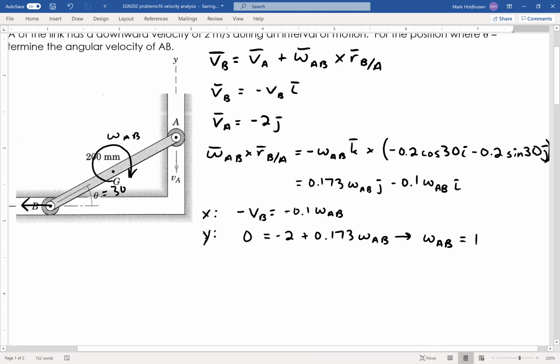From this equation right here, the y equation, I can solve that omega AB equals 11.5 radians per second. And again, I get a positive answer because I made the assumption that it's going in the negative direction, so that assumption is correct. So it's 11.5, that would be clockwise. I could then use this and find the velocity of B if I wanted to by plugging into the x equation, but at this point, this is what the problem is asking for.